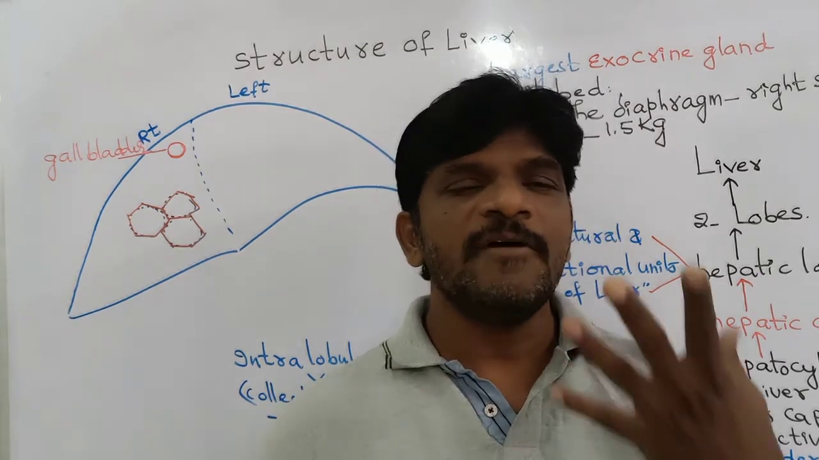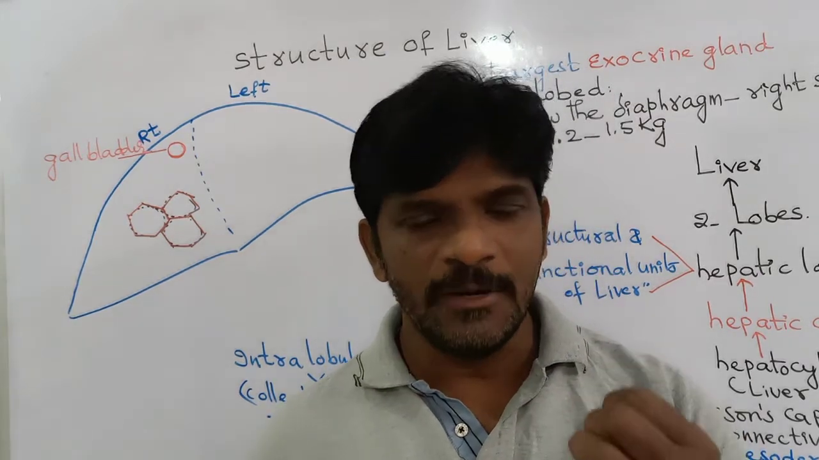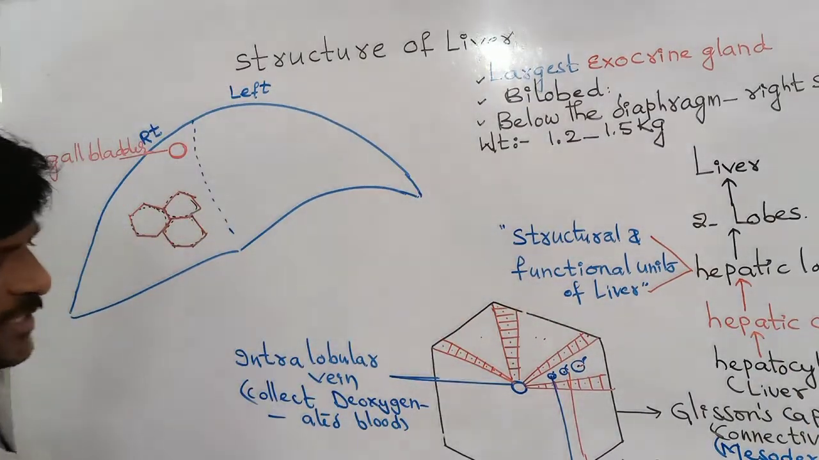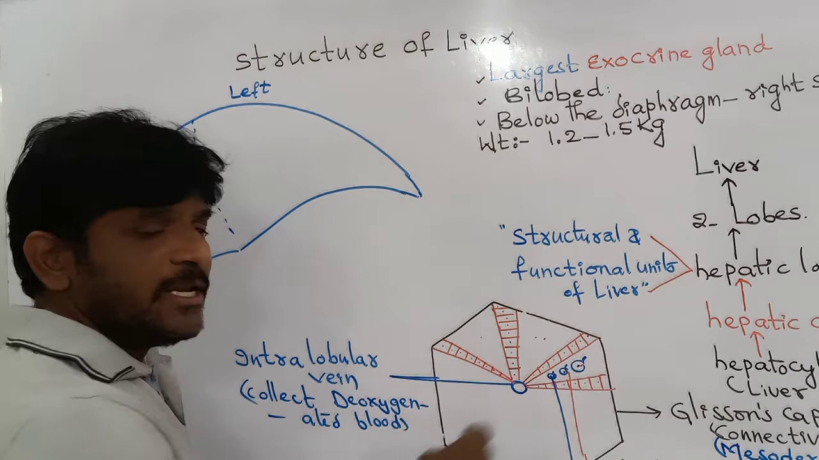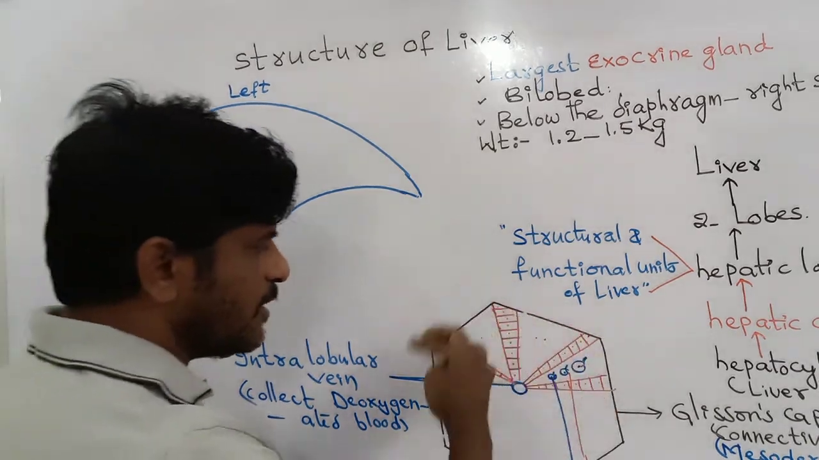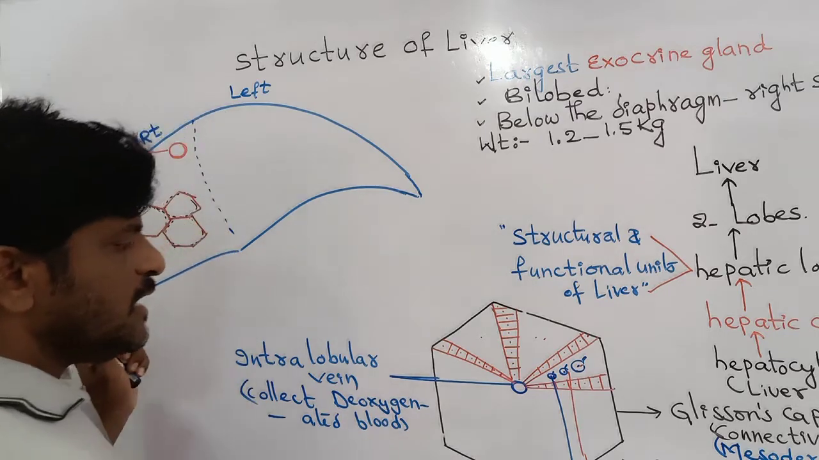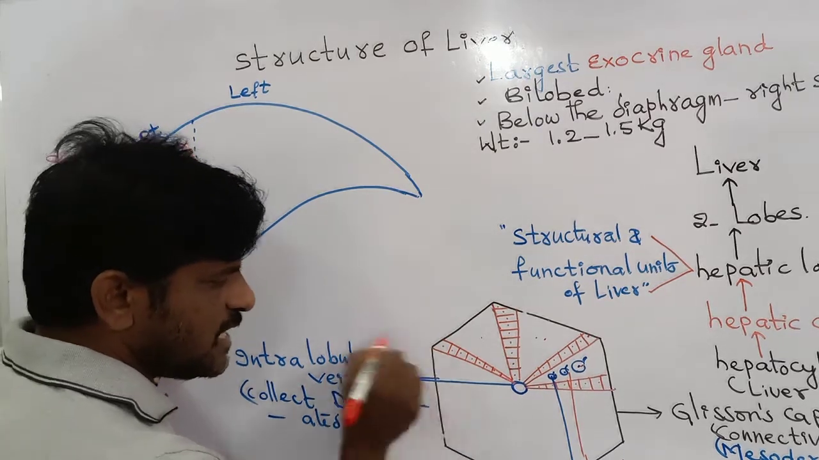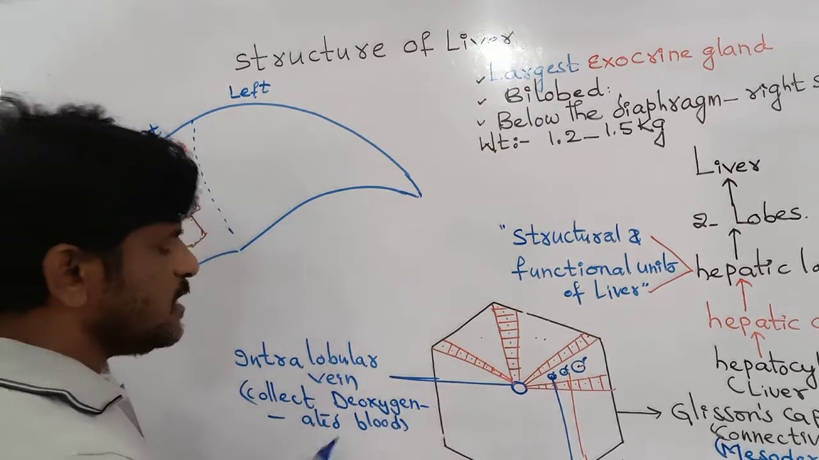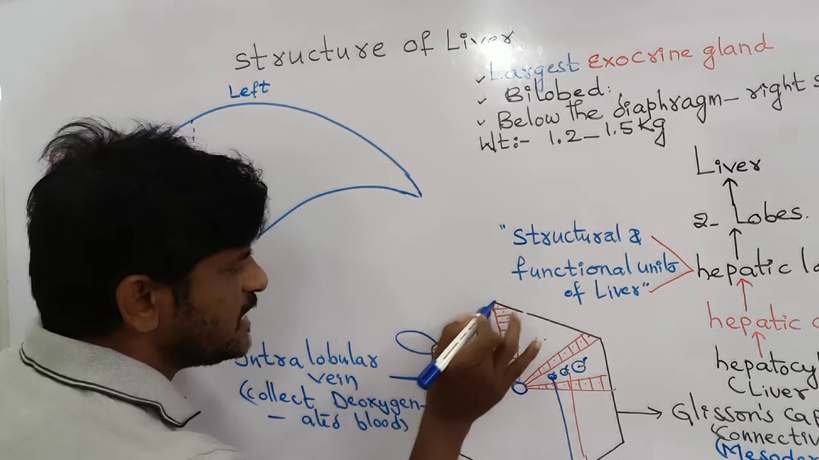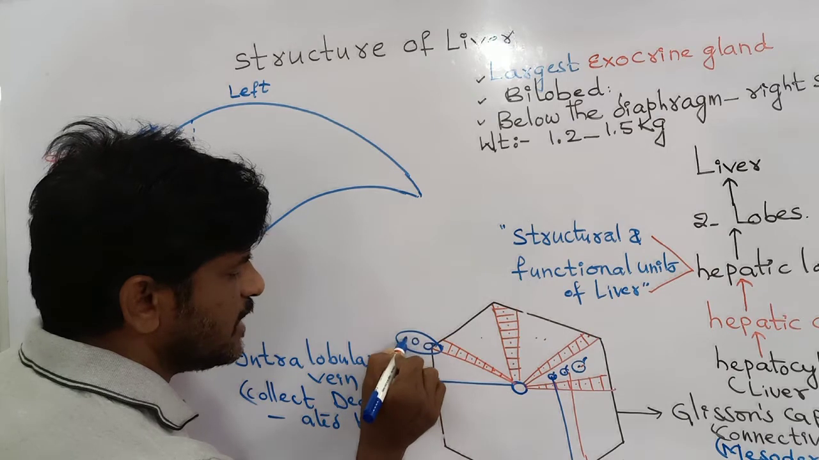Always they are phagocytic cells which engulf the foreign particle, phagocytosis. Therefore, these are the phagocytic cells. And this is one hepatic lobule covered by Glisson's capsule. As it is hexagonal, at every corner of each hepatic lobule, as many as 6 hepatic triads are present.